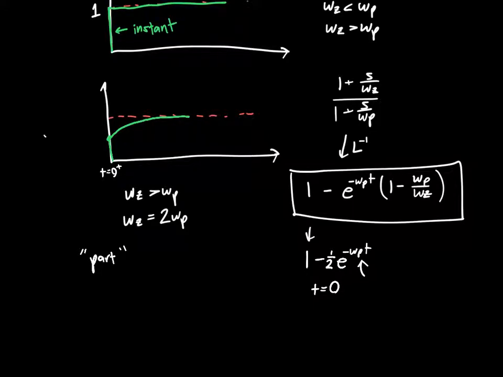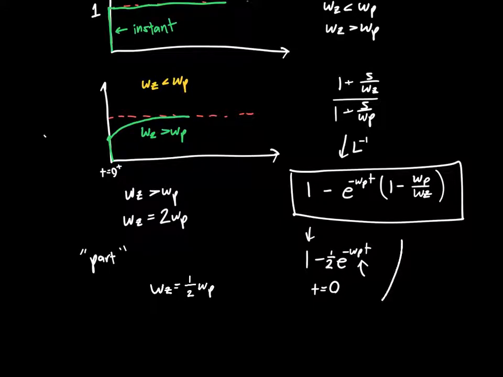And so this was for omega z greater than omega p, or the 0 is faster than the pole, if you will. But what if omega z is less than omega p? Well, in that case, let's say that omega z is 1 half omega p, so the 0 is slower.